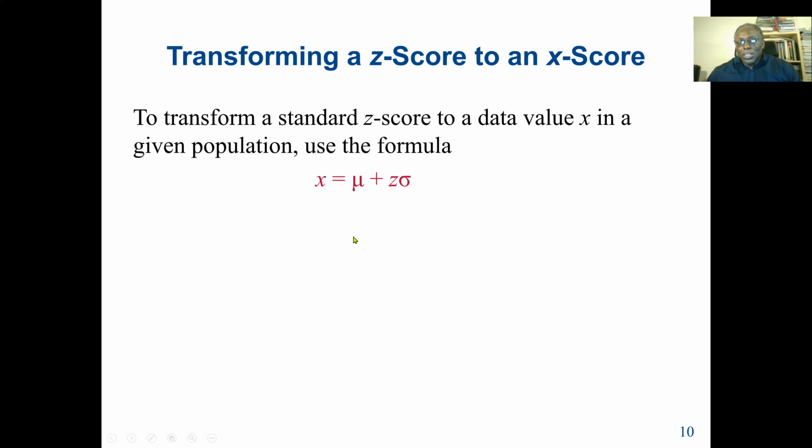Again, we have Z equals X minus mu over the standard deviation. Cross multiplying, we can see that Z will multiply the standard deviation. So the standard deviation multiplied by Z equals X minus mu. When minus mu crosses the equal sign, it becomes plus. So we get mu plus Z times the standard deviation, which equals X.